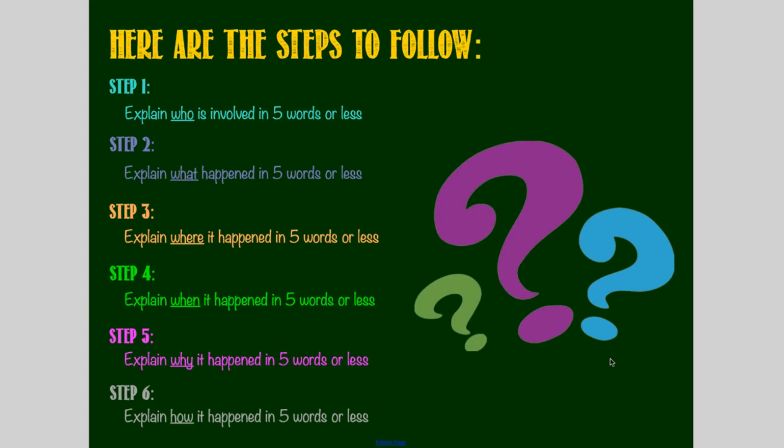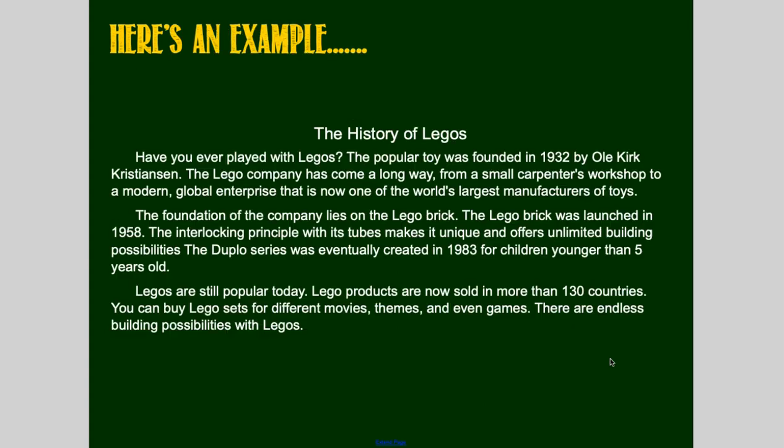Step 5 is explain why it happened. If this is provided in your text, sometimes it can be very difficult to narrow down to 5 words or less. You can start with explaining it in more than 5 words and then see if there's things that you can cut out. Step 6 is explain how it happened. Sometimes this isn't included in your original text, but we'll see what we can do with our sample.